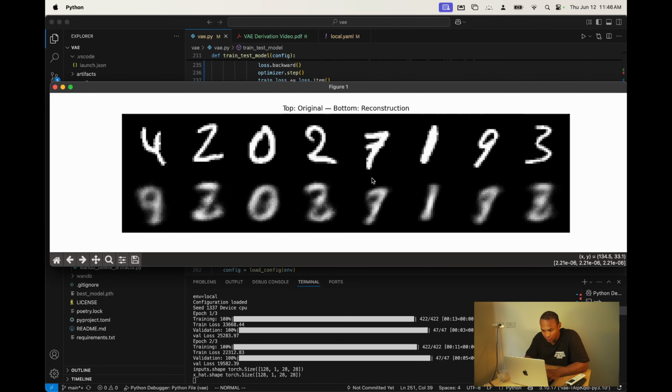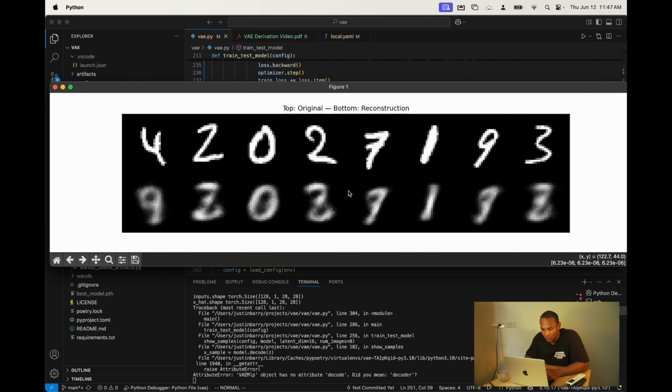Yeah, so the top are the originals and the bottom are the reconstructions. So after 2 epochs, this looks pretty decent.